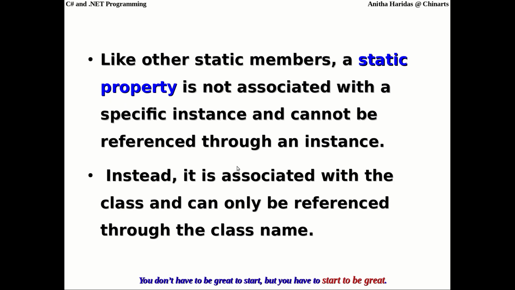With that, we are completing properties. So the earlier two videos and the current video describe what a property is, what the advantage of having a property is, and how to define a property. We have also seen how to use expressions in a property definition, and what the shortcut syntax is for a read-only property.